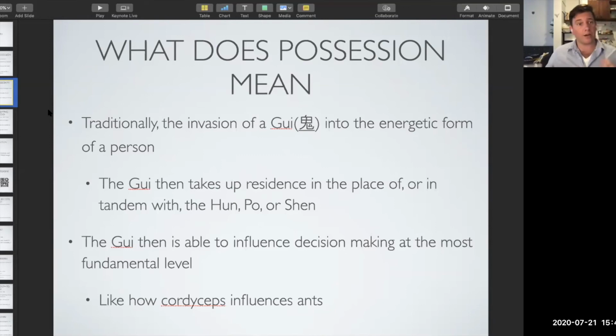Once that gui is there at that deep level of us, it can influence our decision-making. Kind of in a similar way to how you look at cordyceps influencing ants. The idea being you could take someone who has one personality, they go through some sort of an event, a gui invades them, they come out and their personality is different. Their value system might be different.